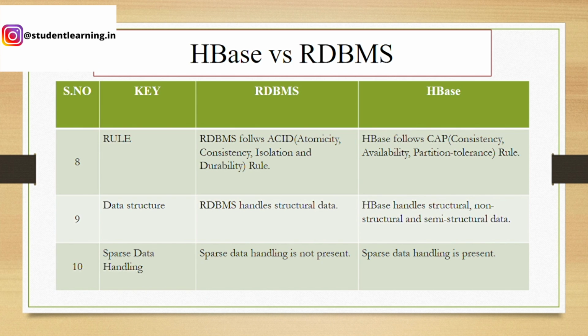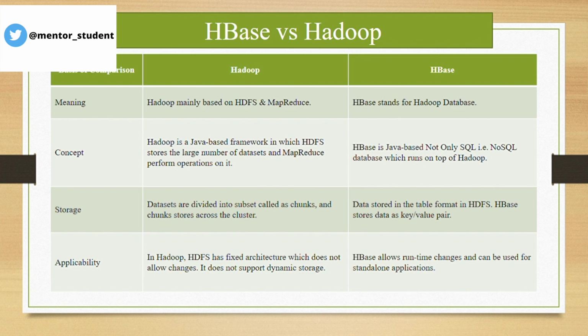Next is data structure. RDBMS handles structured data only, but HBase handles structured, unstructured, and semi-structured data. That means it can handle all types of data, and we can handle any type of graphics or video data in HBase. Last is sparse data handling. Sparse data handling is not present in RDBMS, but it is present in the HBase data model.